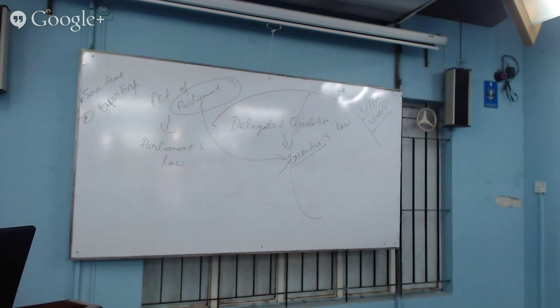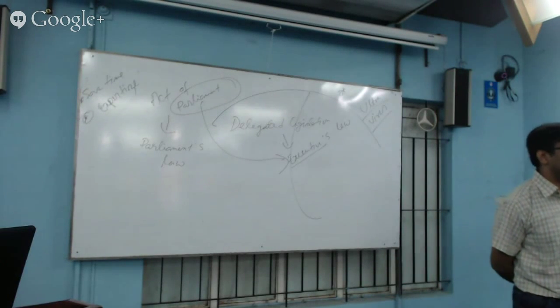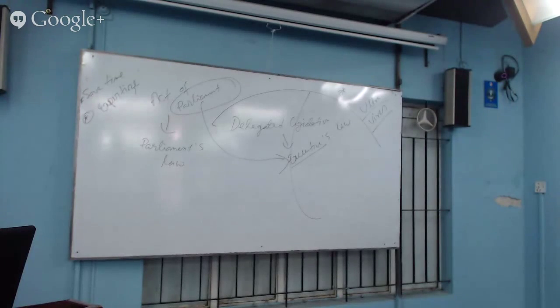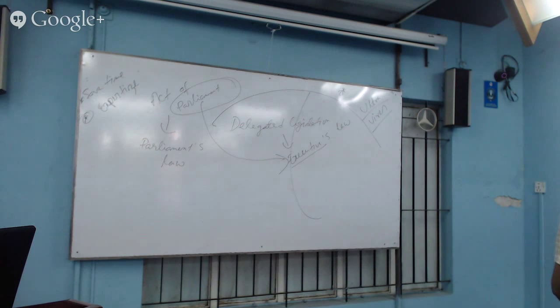So the answer to question number 4 is: the executive makes law by way of delegated legislation as authorized by the parliament, and the judiciary makes the law by way of common law through the judicial pronouncements. That would be the answer.